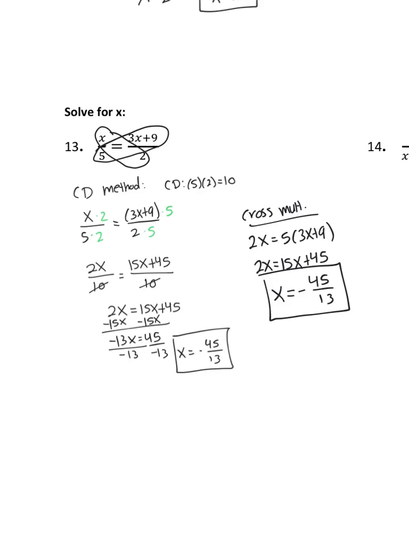Notice that the denominators here are 5 and 2. So 5 and 2 are never going to be 0, so there are no domain restrictions. There's no variable on the bottom.